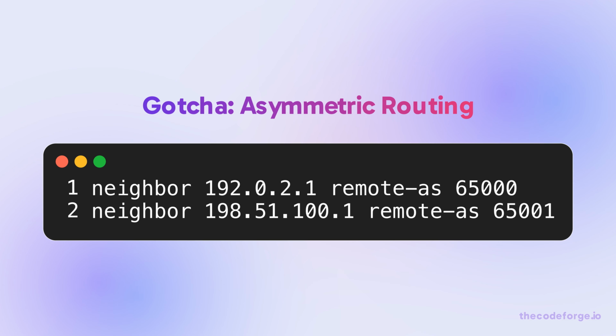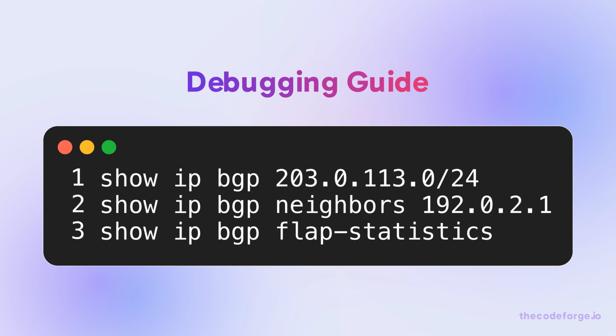Using different upstream ISPs can cause asymmetric routing, where forward and return paths differ. This can cause stateful firewalls to drop packets. Use the same upstream ISP, or manipulate MED values. When users report high latency or timeouts, start with traceroute from their region. Then, check the BGP table and session state on your router. Look for route flapping using show ip bgp flap-statistics.